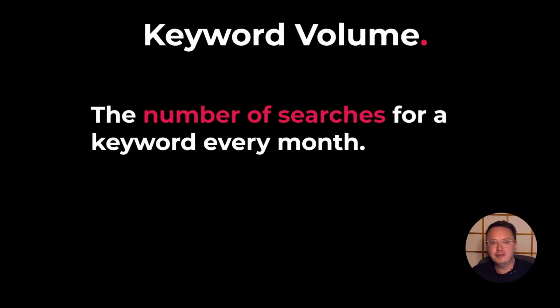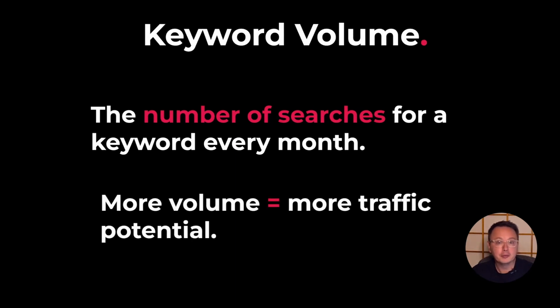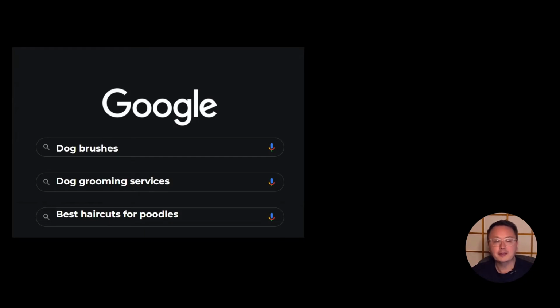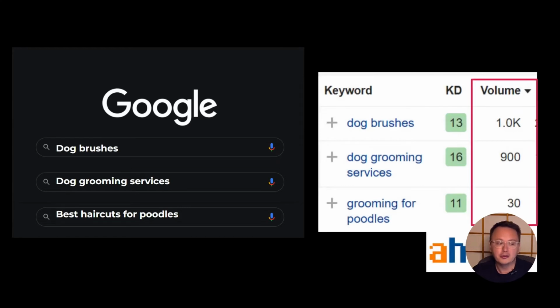Volume relates to the number of people searching for a keyword every month. Obviously, the more people searching for a particular keyword, the more likely that keyword is to bring lots of traffic to your website if you're ranking for it on the first page. Looking at those examples from before, we can see that in the US, about 1,000 people each month search for dog brushes and dog grooming services. Unfortunately, grooming for poodles only gets about 30 searches per month, and that's a pretty low volume, so I probably wouldn't want to target that one.